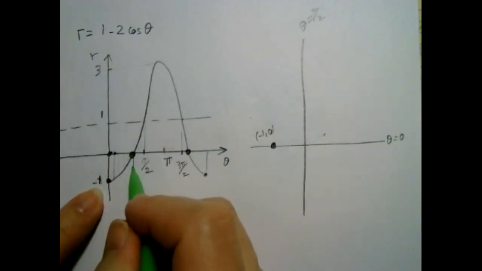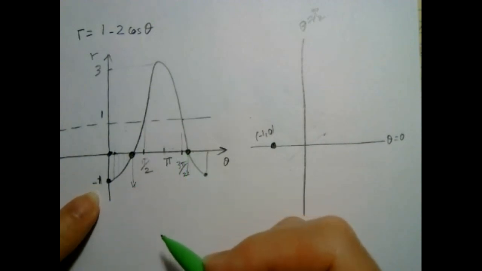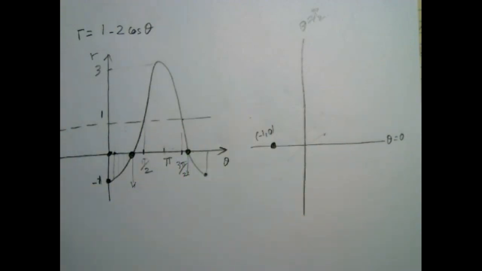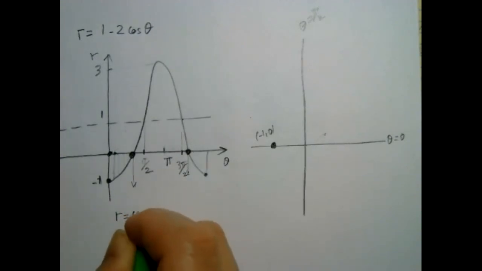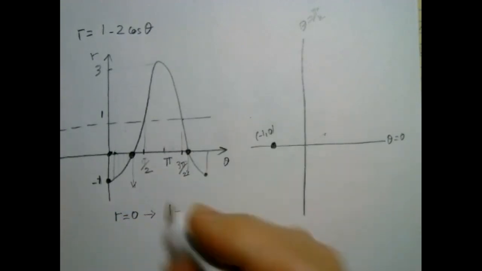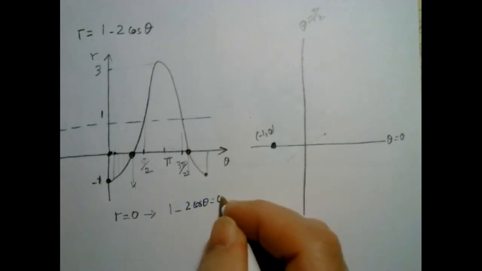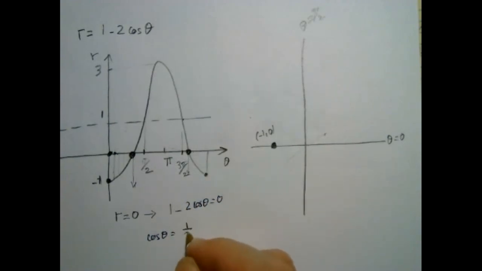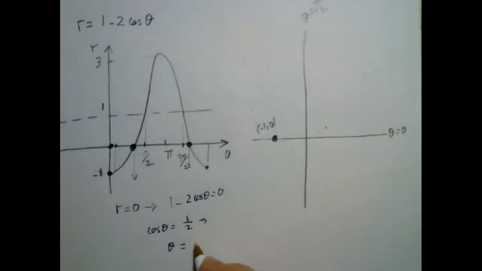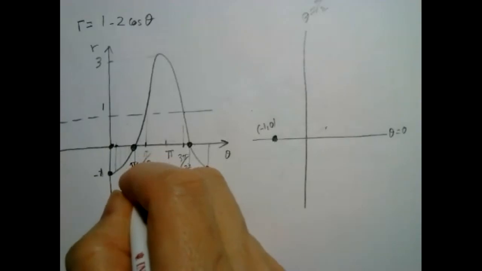Now, I need this point. What's the value here? Anybody can figure it out. Tell me, how can I figure it out? It's where the cosine of theta equals 1/2, right? So we're going to set r equal to 0. It means 1 minus 2 cosine theta equal to 0. Cosine theta is 1/2. It means what is the theta? Which angle has for cosine 1/2? Pi over 3. It means this value here is pi over 3.